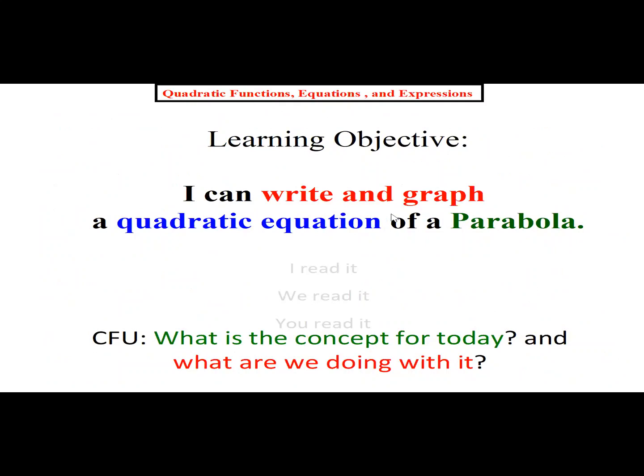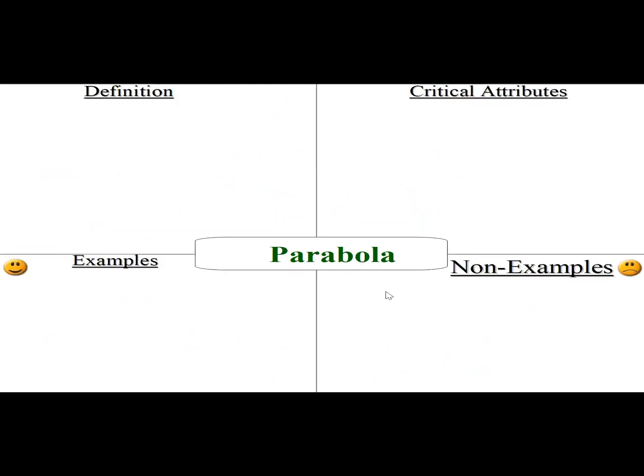Our objective for today: I can write and graph a quadratic equation of a parabola. Once again, what concept are we still on? Yeah, parabola. And what have we been doing? Writing and graphing quadratic equations, okay? So in your Freire model, in your own words, what is the definition of a parabola? Example, non-example, and a hashtag. I'll give you a minute for that. Copy that and go.